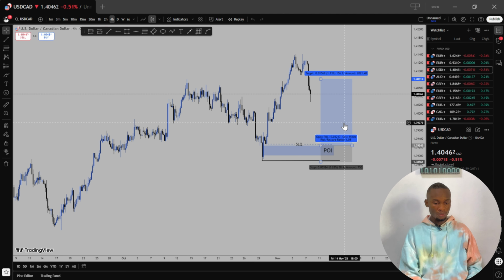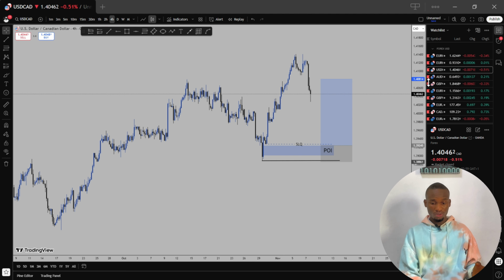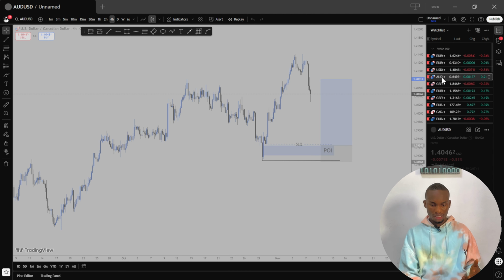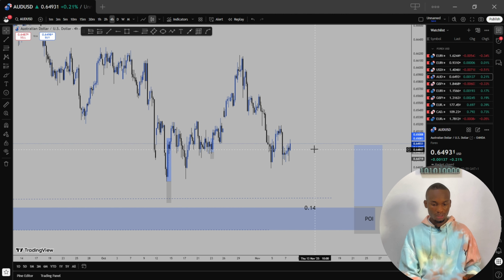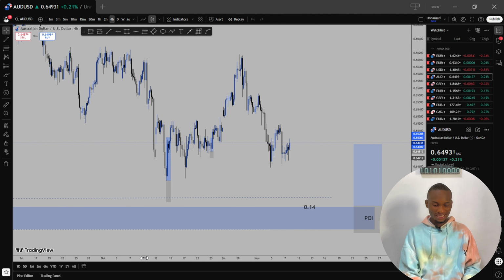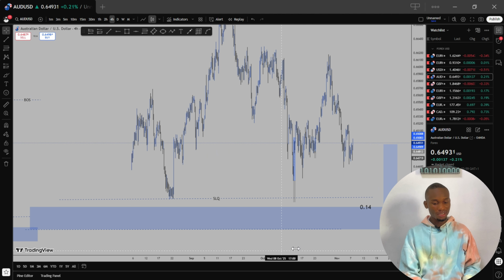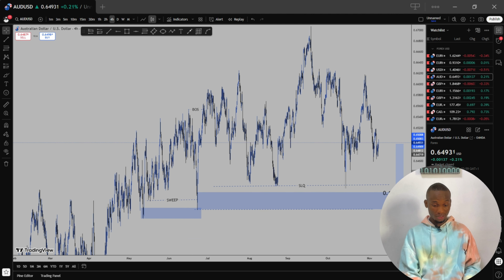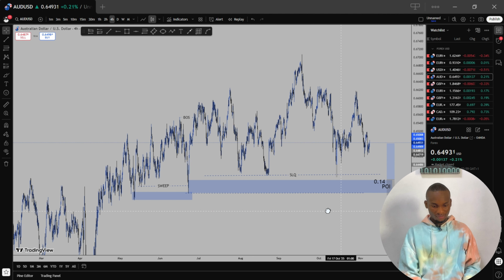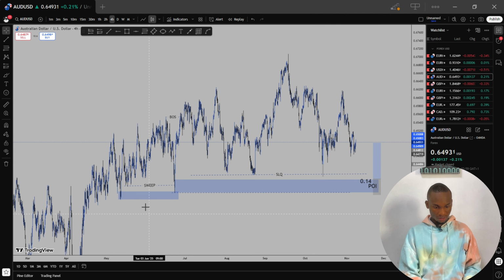Yeah, a 1 to 4. So that's my only bias on USD card. Then my next bias is on AUD USD 4 hour time frame. I think I've called this trade since 3 weeks ago, and price is still yet to activate the buy limit, as you can see.